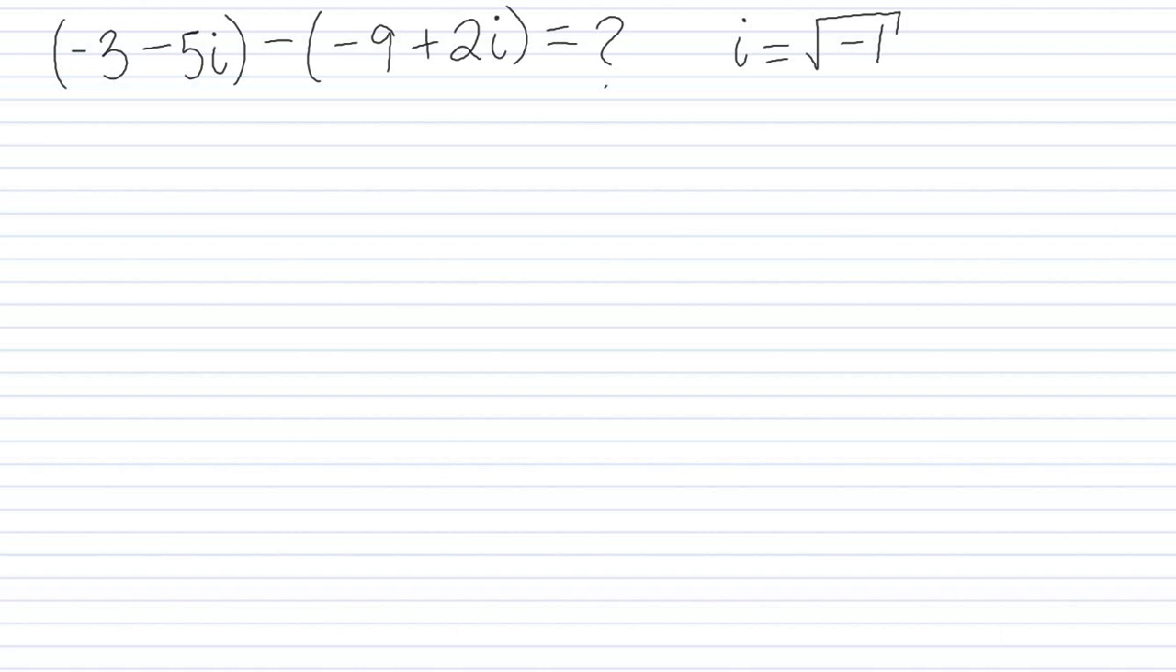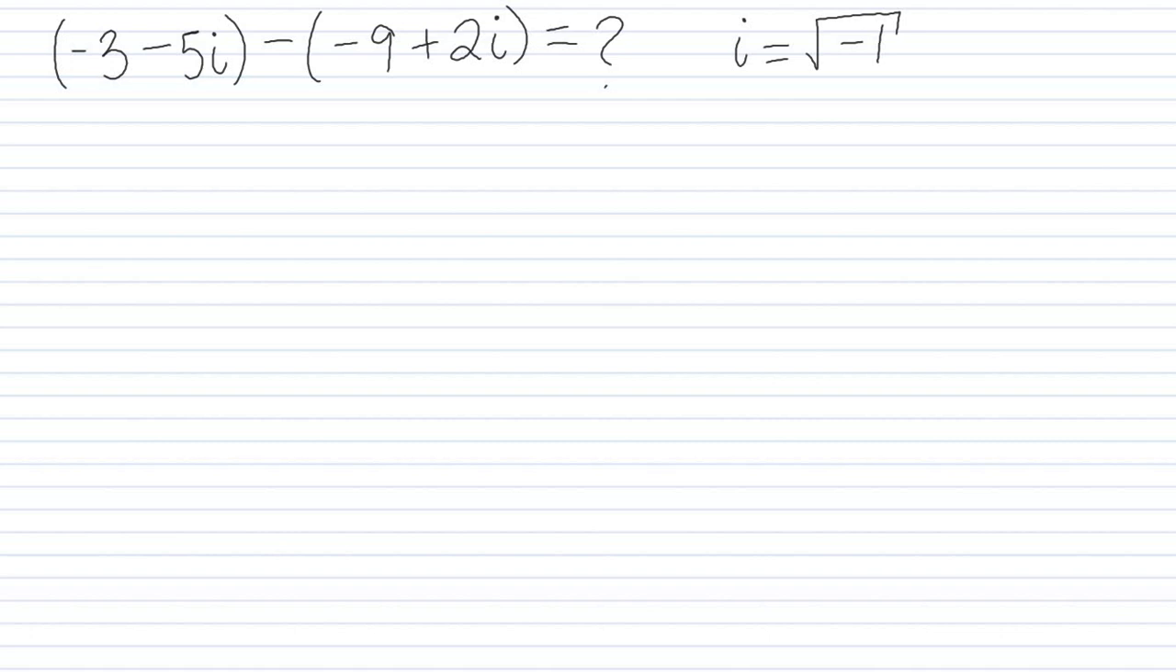Today we're going to be continuing the SAT Math Prep series, and we're going to solve the question on the screen, which says: open bracket, -3 minus 5i, close bracket, minus open bracket, -9 plus 2i, close bracket. What is the answer to this particular question?